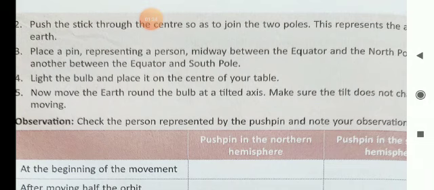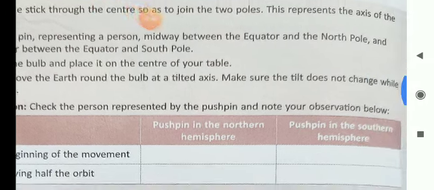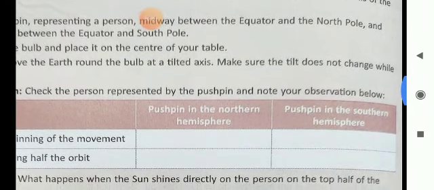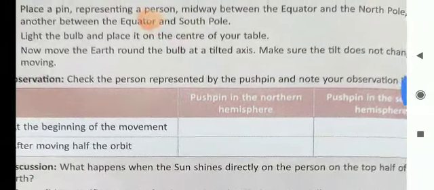Now move the earth around the bulb at a tilted axis. जो हम लोग एक एक्सिस लगाए उसके थ्रू मूव करेंगे, because earth is rotating, so we have to make a move on this earth. Make sure the tilt does not change while moving.